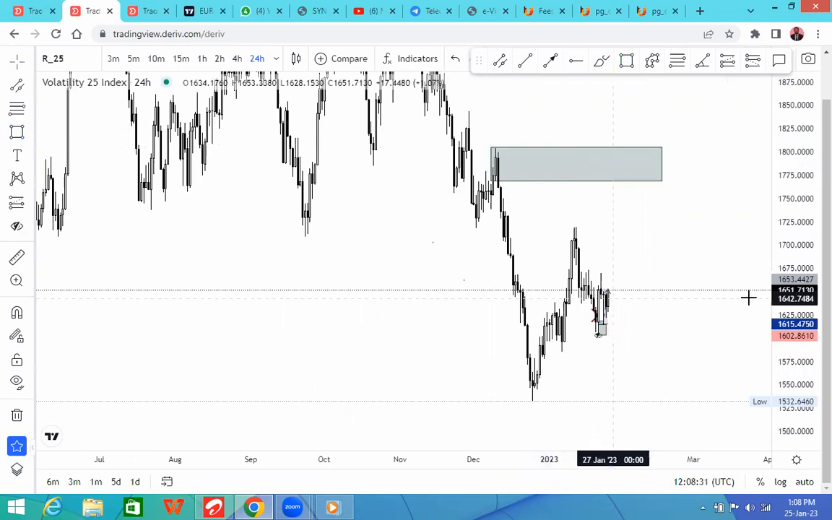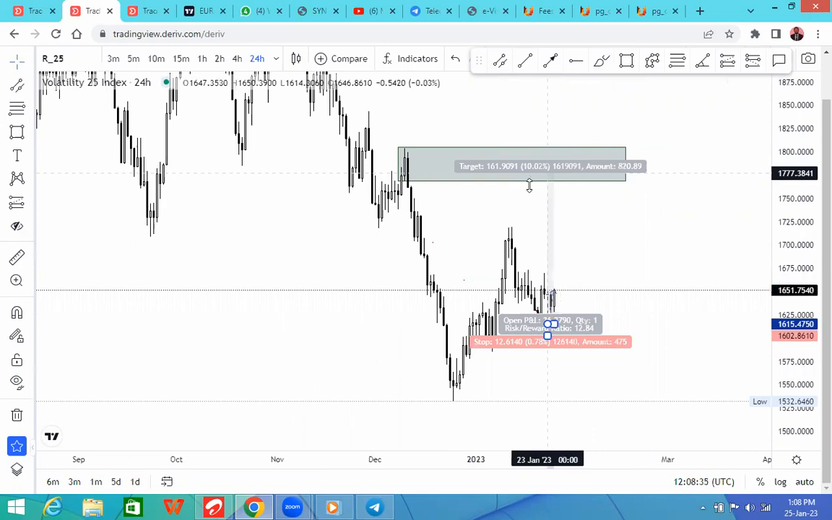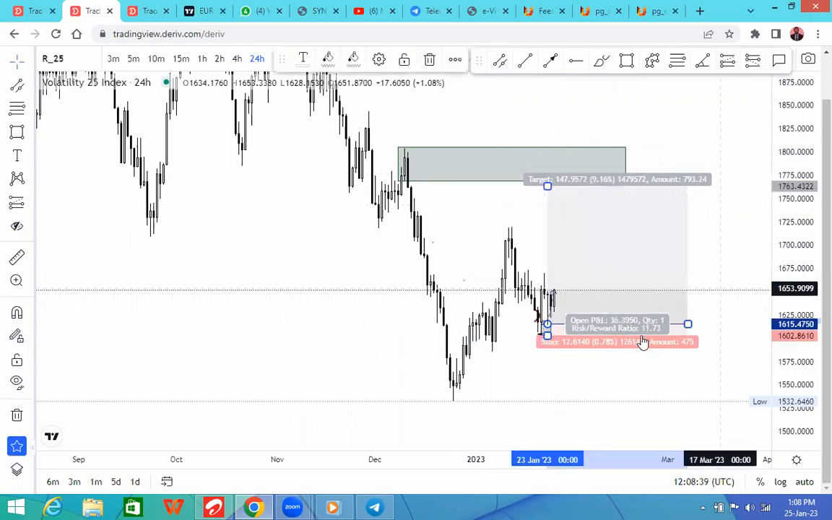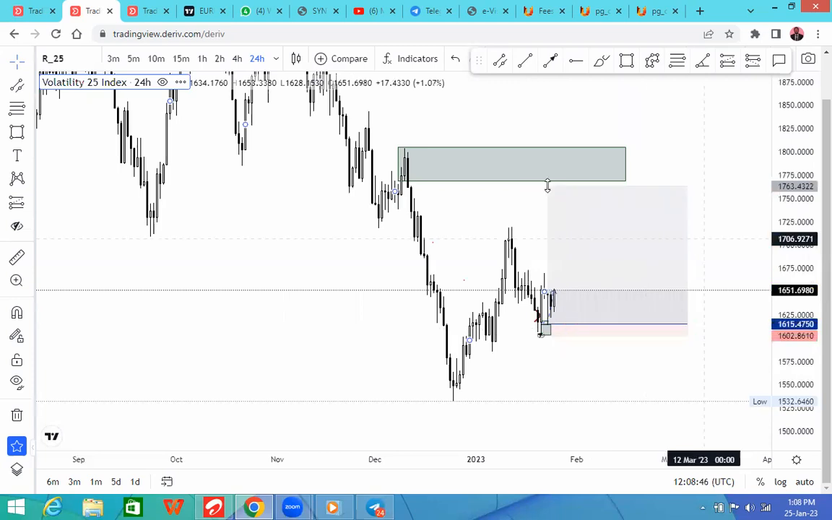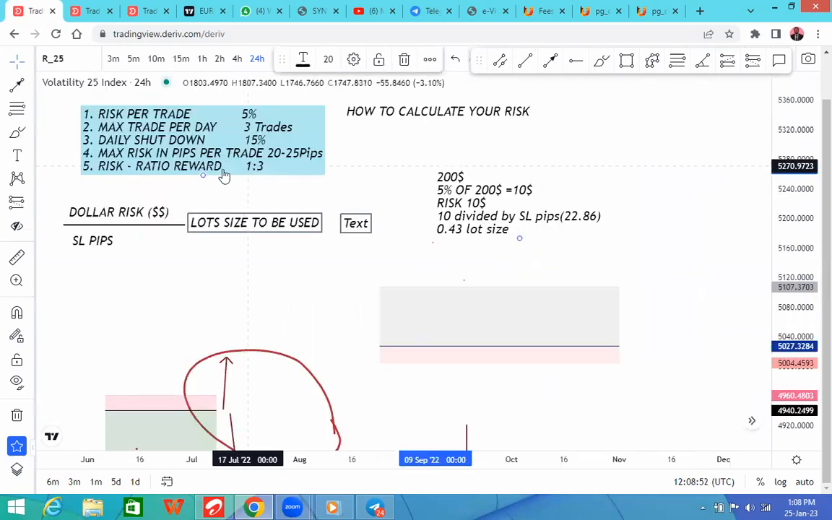So imagine that this trade plays out. If this trade plays out, that's about 1 to 11. So we are risking $1, I'm making $11. So I'm risking $10, I'm making about $110, 1 to 11. But trade management says I should take profit and stay out of the market at 1 to 3. So I'm going to still stay out of the market.